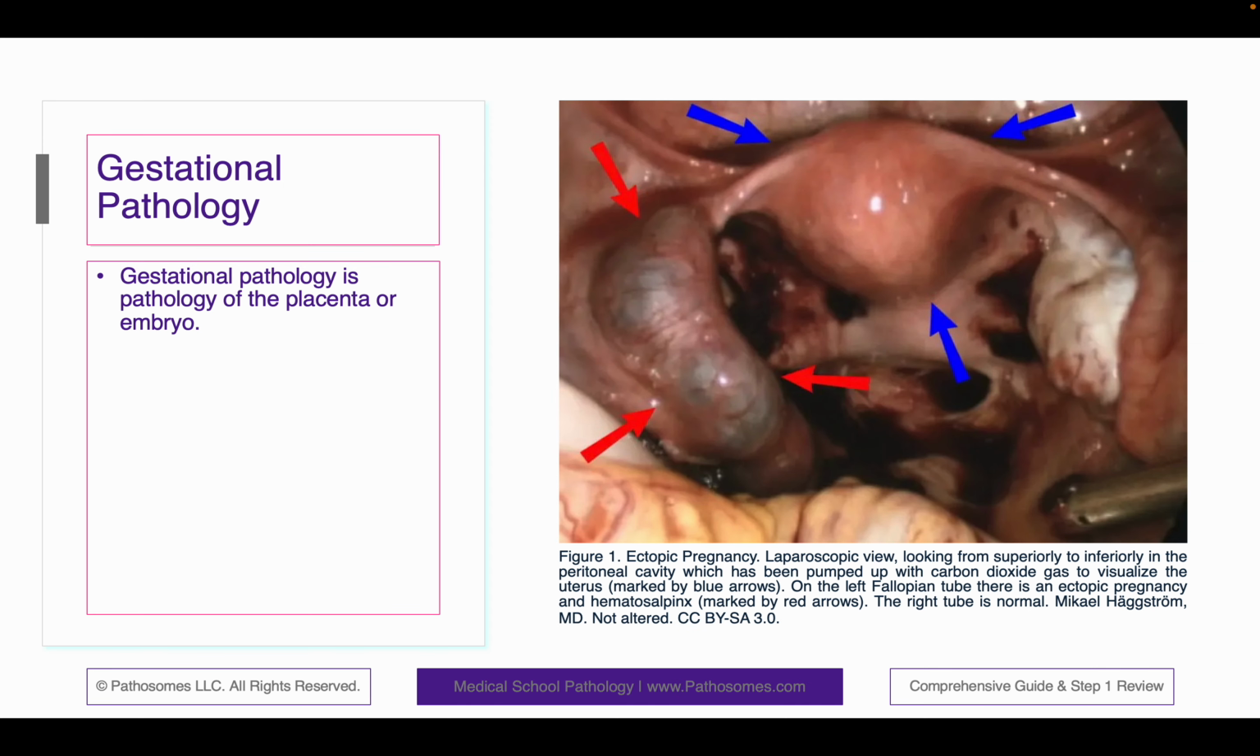Gestational pathology. What is that? Well, gestational pathology is pathology of the placenta or the embryo. Now let's take a pause here for a moment because this is very important. If you rotate through OB-GYN, you're going to see this, and future OB-GYNs, be on the lookout for this. Ectopic pregnancy. This is what it looks like from the laparoscopic view.